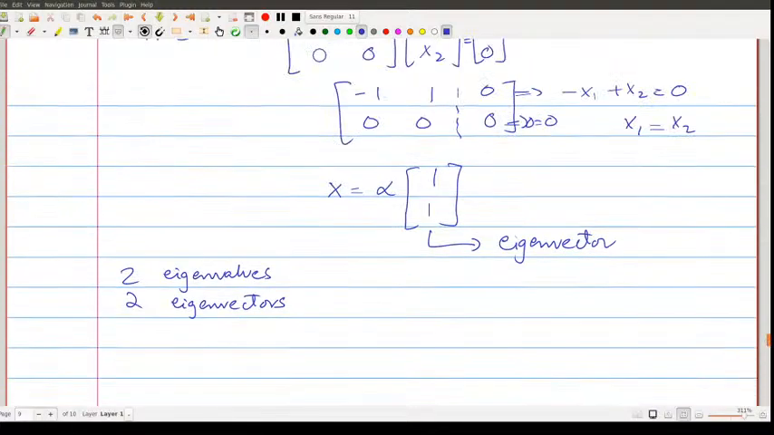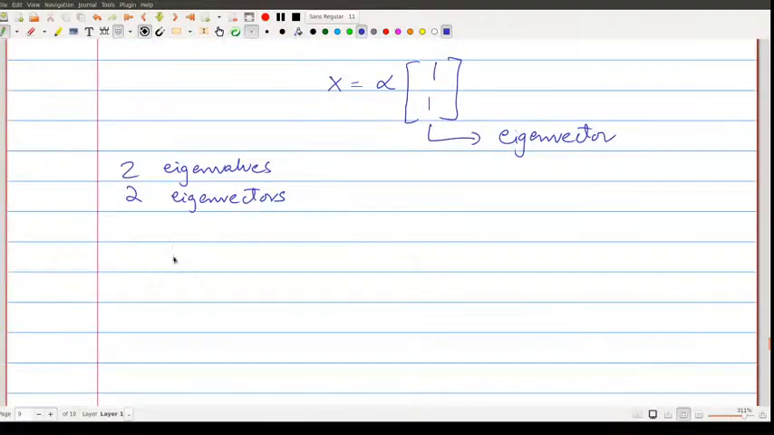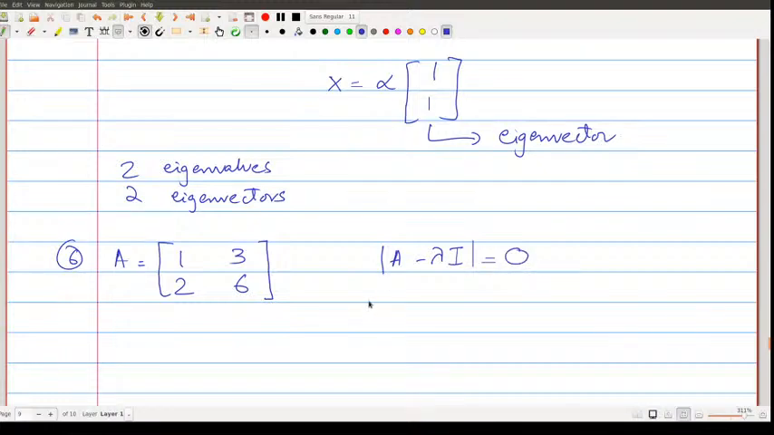Which example is this? I've done 5 examples. Okay, let's try to do 6. So let's do matrix A equals 1, 2, or 1, 3, and let's make this 2 and 6. What I've really tried to do is make this matrix singular, and let's see what happens. Okay, so let's do A minus lambda I equals 0. Try to find the determinant.